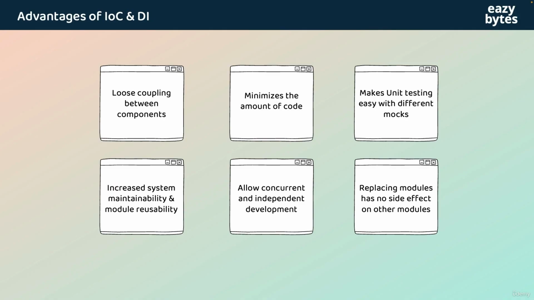The second advantage is that developers will end up writing a minimum amount of code because they are not responsible for providing the dependencies. Everything, an external entity like Spring Framework, is going to take care of. The next advantage is around unit testing. When we implement IoC and dependency injection, our unit testing is going to be easier with different types of mocks.